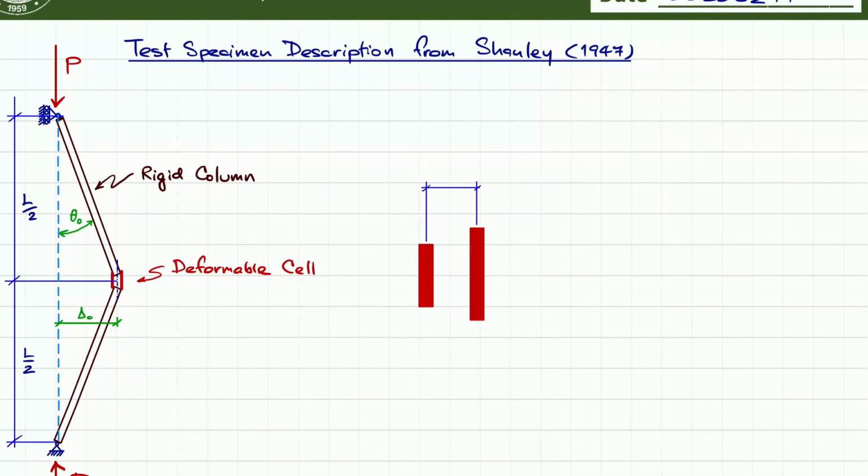This is the value equal to D, and your load will be one side compression, the other side tension. Okay. So we have P1 as the compression and P2 as the tension.